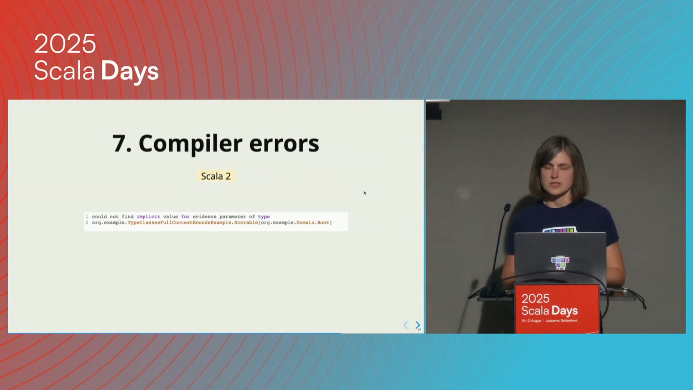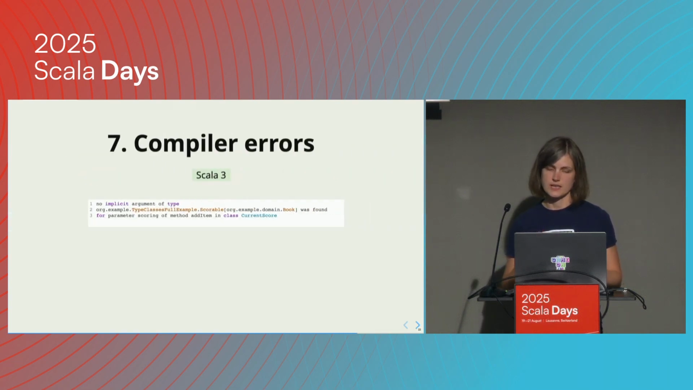And also the last thing is compiler errors. So something that I saw very, very often when I was struggling to learn implicits. So in Scala 2, this is an example of a missing implicit. So: could not find implicit value for evidence parameter of type Scorable[Book], but we don't really know where. And sometimes in a long list of chained method calls, I was really lost which one of the methods really needed that implicit. Sometimes it's not clear. But what Scala 3 will do is try to tell you more.